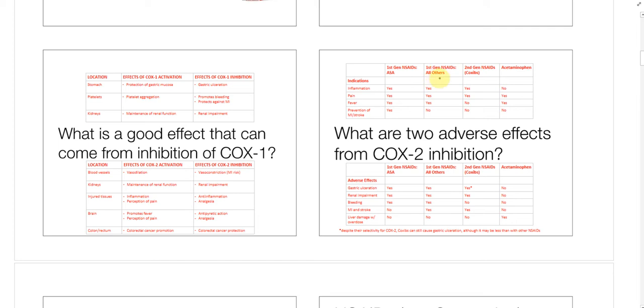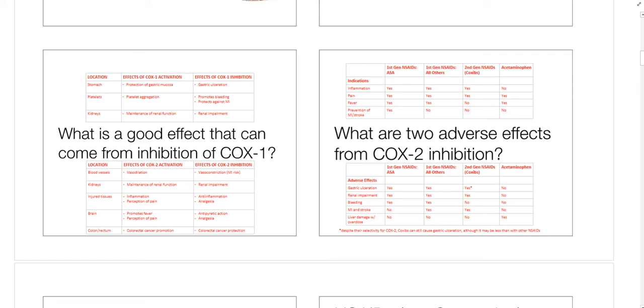With all of the other ones, they are good for inflammation, pain, fever, all others being like ibuprofen or naproxen, etc. But they do not have the prevention of MI or stroke because they don't have as strong of an antiplatelet aggregation factor. Second generation NSAIDs are really only good for pain and inflammation. They're not good for fever or MI. Tylenol is no good for inflammation, no good for MI or stroke. It's good for pain and fever.